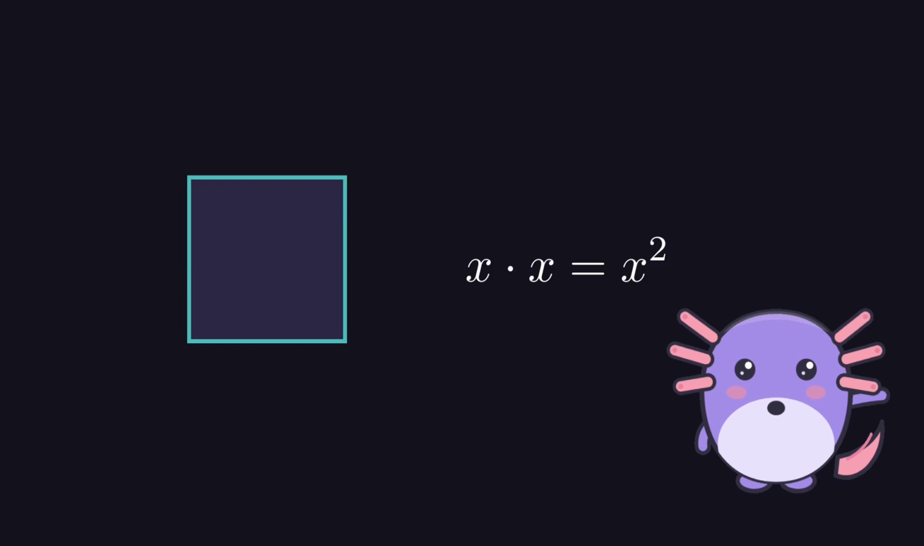The squares of the counting numbers are worth knowing by heart. 1, 4, 9, 16, 25. These little celebrities will show up everywhere in your algebra career.